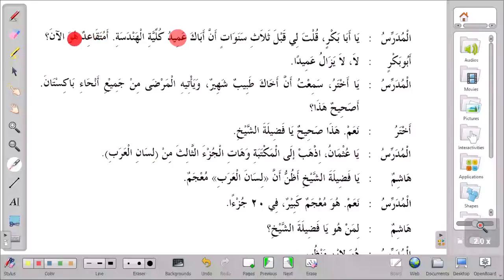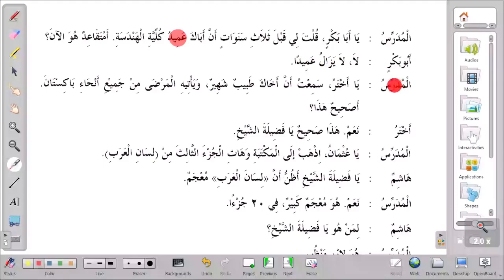Amutaqa'idun huwa al-an, is he retired now? Abu Bakr answered by saying that la yazalu amidan. No, he is still a dean of the College of Engineering. La yazalu, he is still a dean.